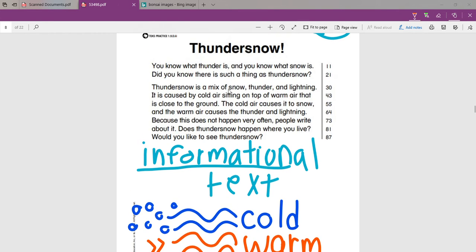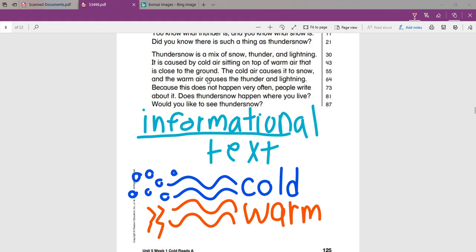Okay, so let's read this part again so we can get all that cool information. It says, thunder snow is a mix of snow, thunder, and lightning. It is caused by cold air sitting on top of warm air that is close to the ground. Oh, I forgot to draw my ground. That's important information, don't you think? So here's my ground. So it's close to the ground. Esto está pasando cerca del suelo, de la tierra. The cold air causes it to snow, and the warm air causes the thunder and lightning. Because this does not happen very often, people write about it. Does thundersnow happen where you live? Would you like to see thundersnow?